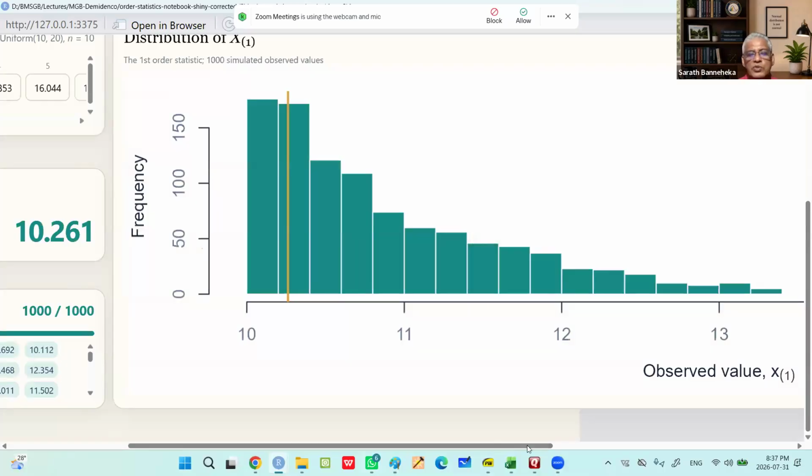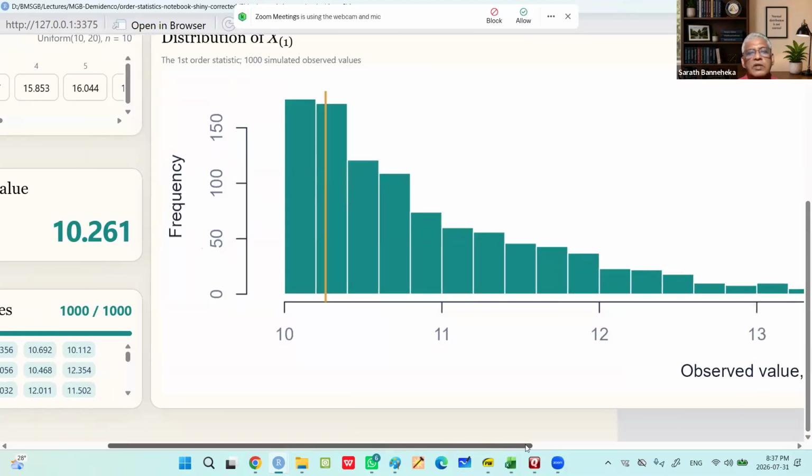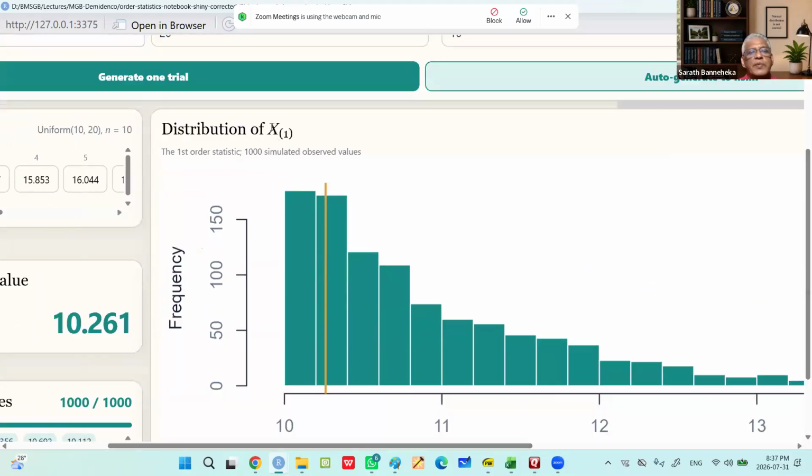Right. So it has now generated 1,000 values for X1. These are those values. And this is the histogram of X1, the first order statistic distribution of capital X within bracket 1. So you can see that it has kind of an exponential shape. We don't know whether it's exactly exponential, but it has something like an exponential shape.